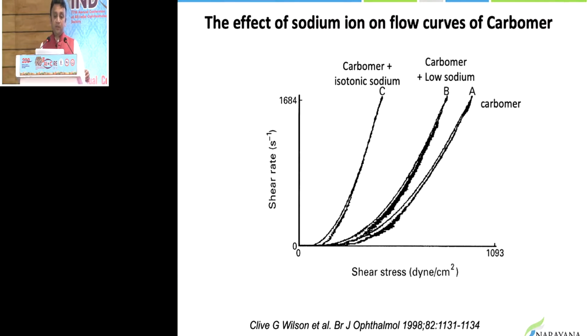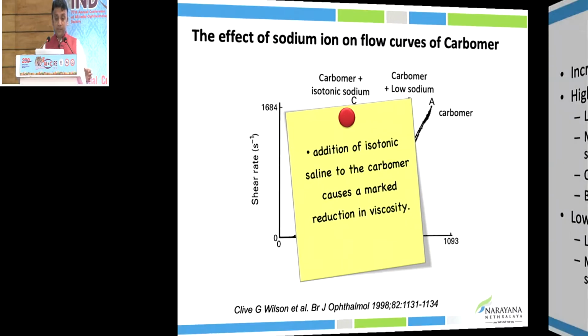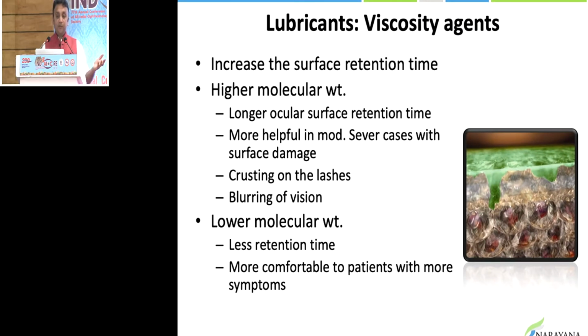Another thing about the sodium part. Now, sodium is important to maintain the osmolarity. But you know what? When we combine it with our lubricants, say carbomer, the carbomer effectiveness actually comes down. So addition of isotonic saline with carbomer actually leads to significantly reduced viscosity of carbomer, right? So again, when we want to make an ideal lubricant, we want everything together, but unfortunately adding everything together is not going to reflect into a better product.